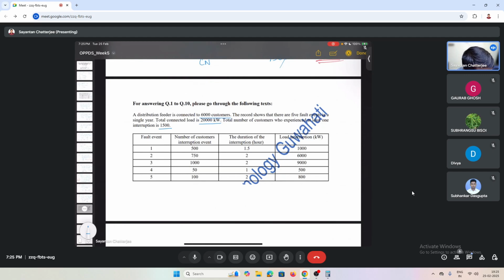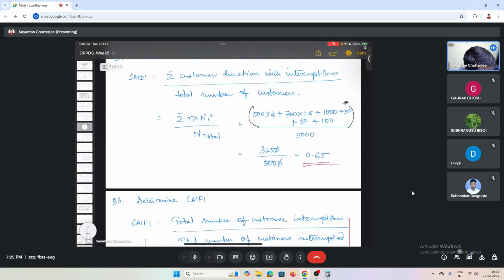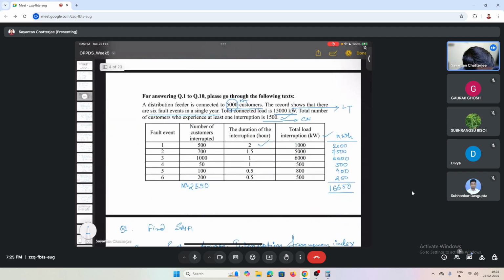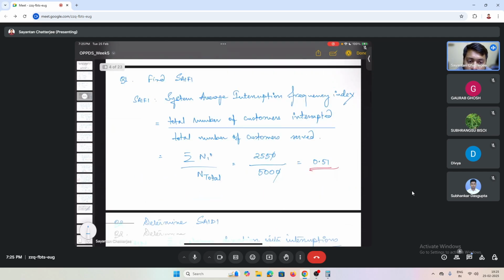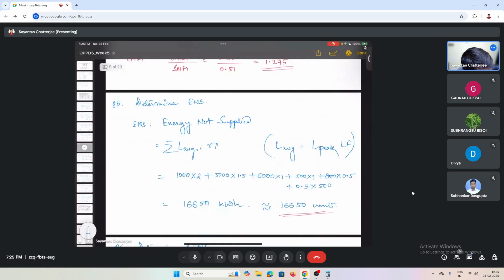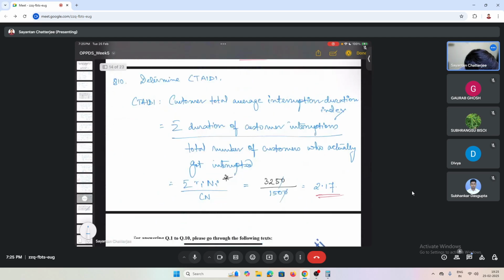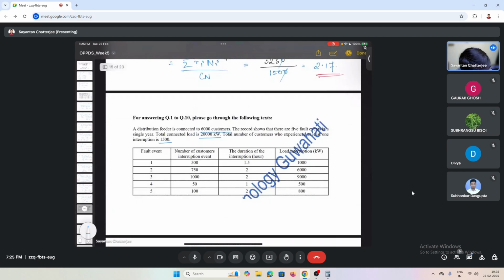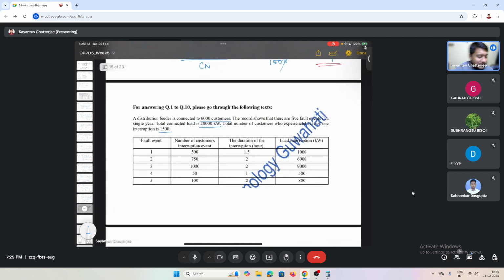So you have gone through the data set. In the previous one, the number of customers was I think 5,000. Here it is 6,000. The 15,000 kilowatt of total connected load is now 20,000 kilowatt. Yes, 20,000. The total number of customers who experience at least one interruption is 1,500, so the minimum count of customers remains the same.